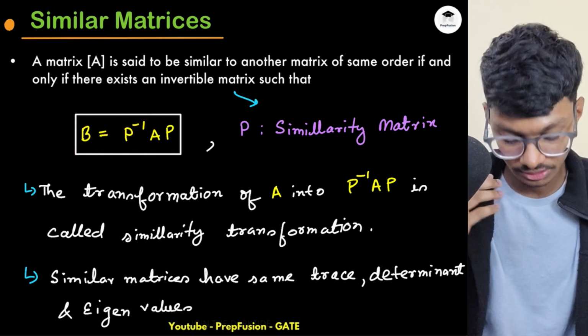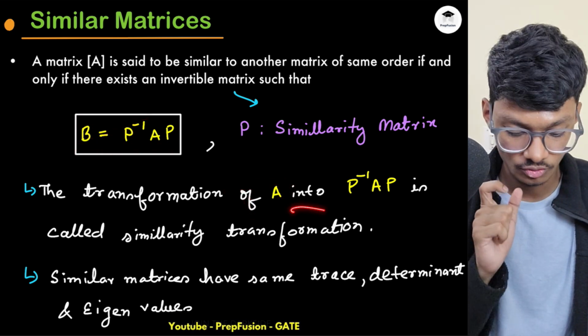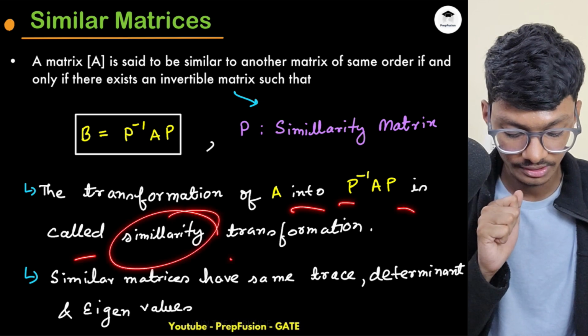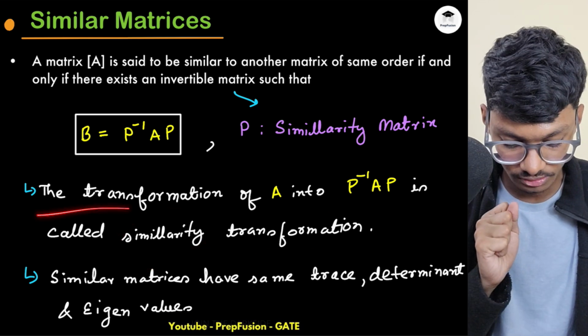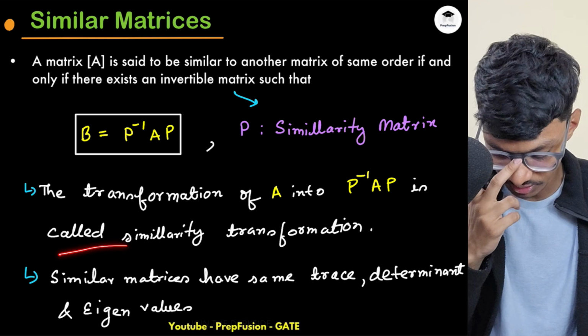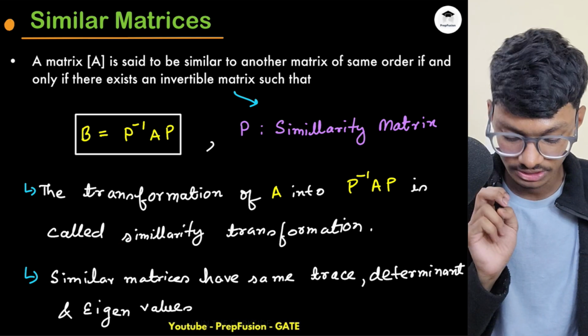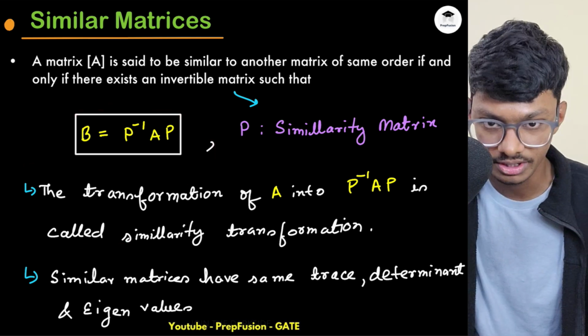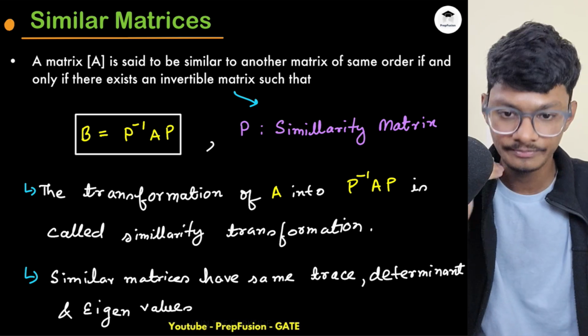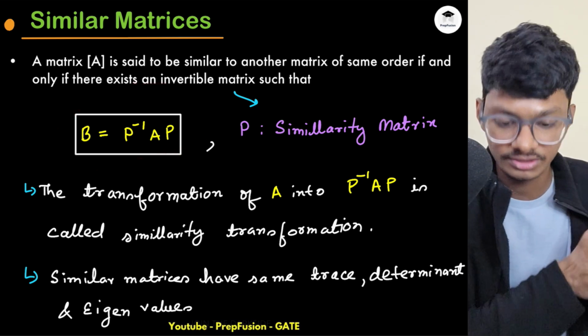Now the transformation of A into P inverse AP is called similarity transformation. So this transformation of A to B is called similarity transformation. Basically, this can be written in some other format also.